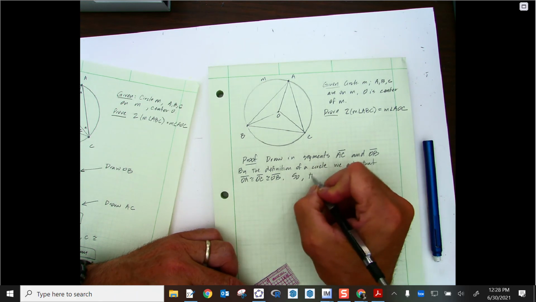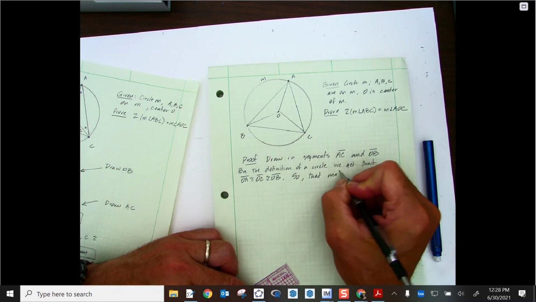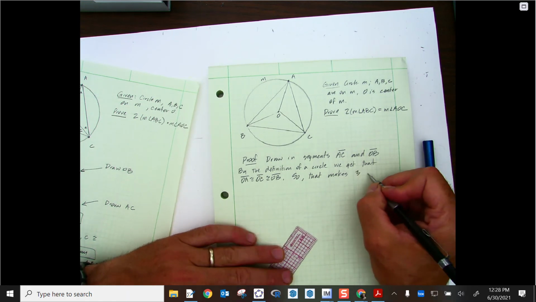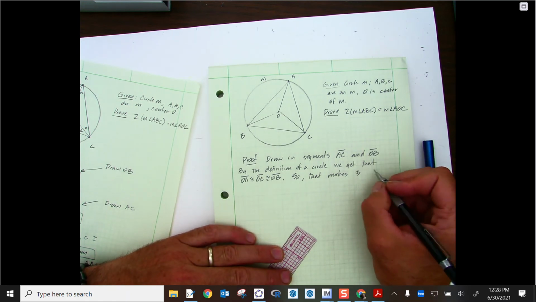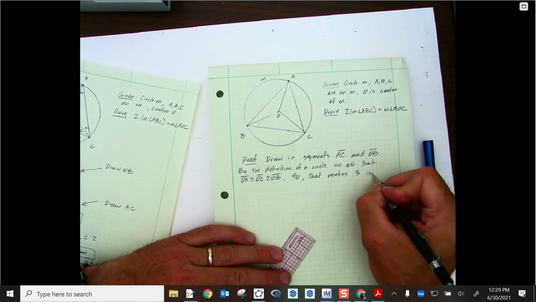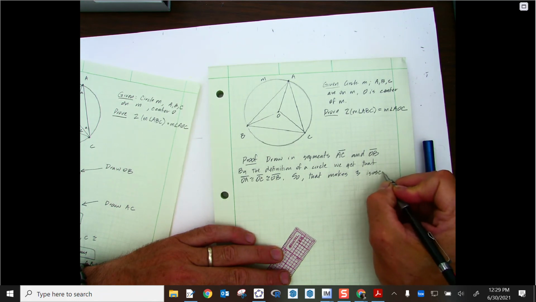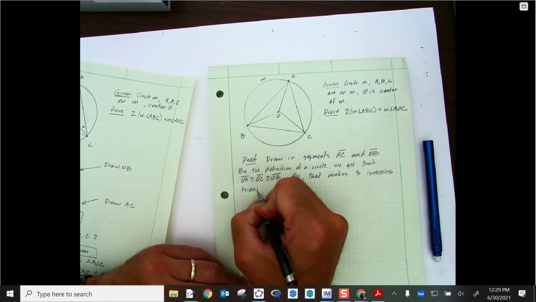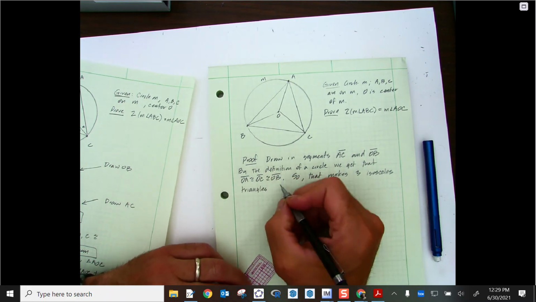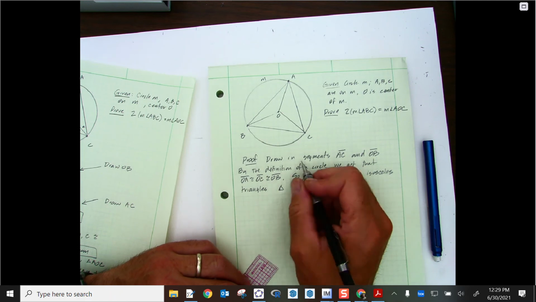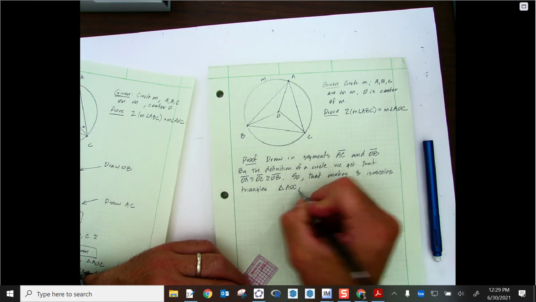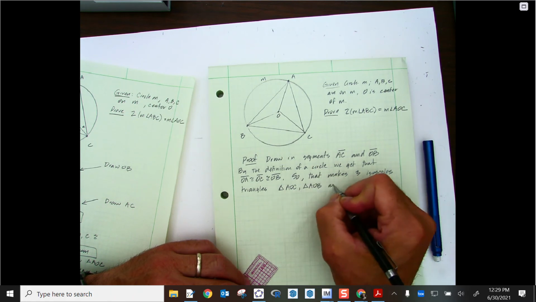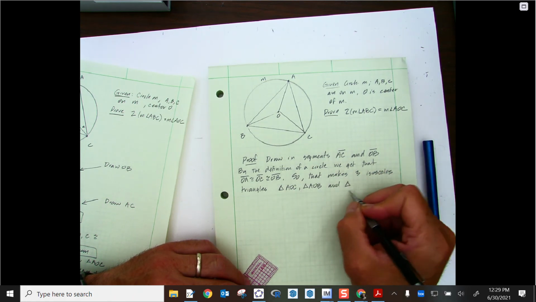So that makes 3. They're not congruent though, just 3 isosceles, I almost said isosceles triangles: triangle AOC, triangle AOB, and triangle BOC.